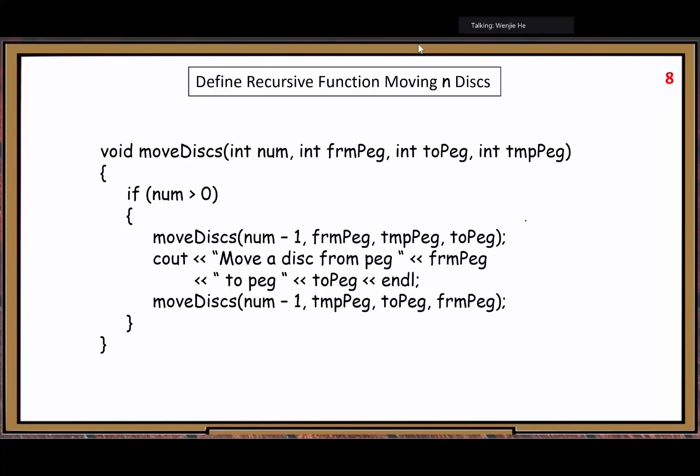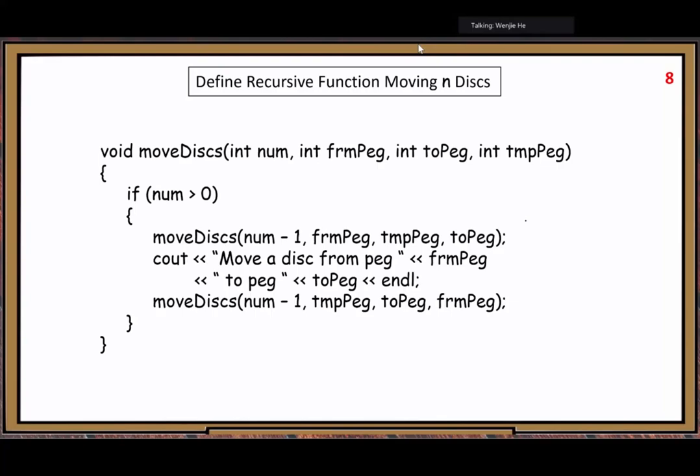But we need to carefully set the numbers for the 3 pegs. From peg, the destination is the temporary one. Then we use the 2 peg as the current temporary peg. Based on your visual understanding, you can fix this problem, this step.